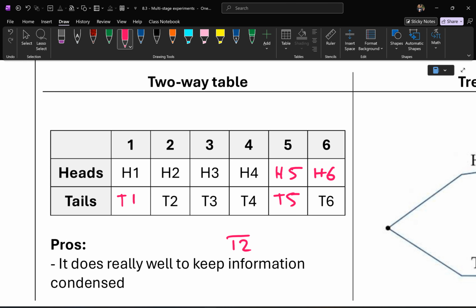How many is a tail and a 3? So how many can you see there is a tail and a 3? There's only one where you can get a tail and get a 3. So there's only one option that you're looking for out of the 12 possible options.